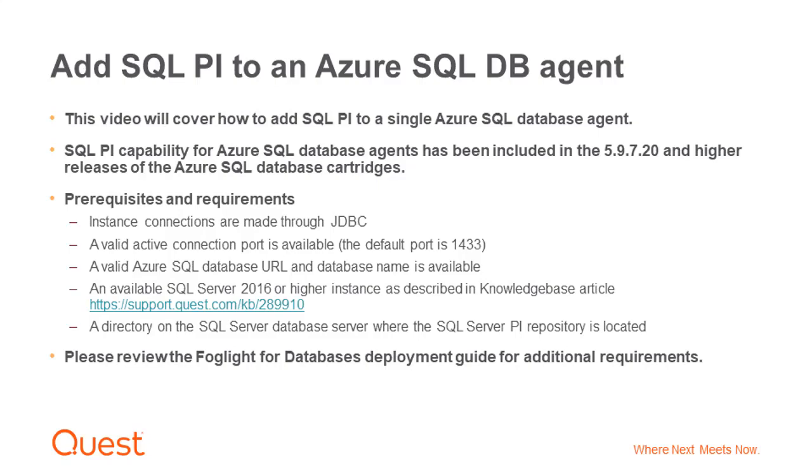The prerequisite requirements include that instance connections are made through JDBC, a valid active connection port is available (the default port is 1433), and a valid Azure SQL database URL and database name is available. You also need an available SQL Server 2016 or higher instance as described in Knowledge Base article 289910, and a directory on the SQL Server database server where the SQL Server PI repository is located. Please review the Foglight for Databases deployment guide for additional requirements.